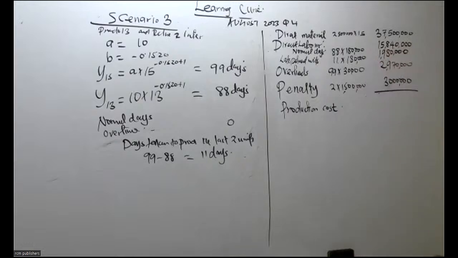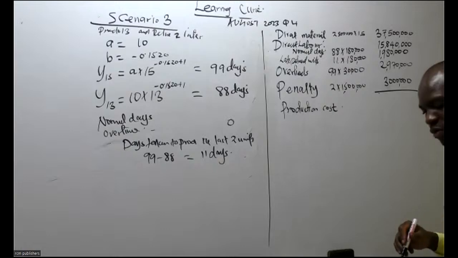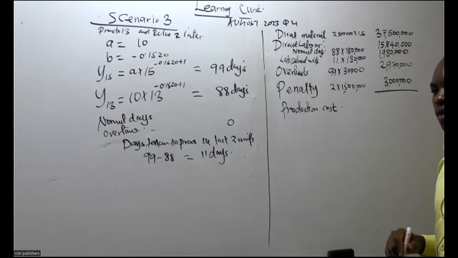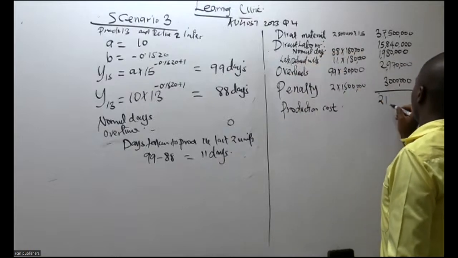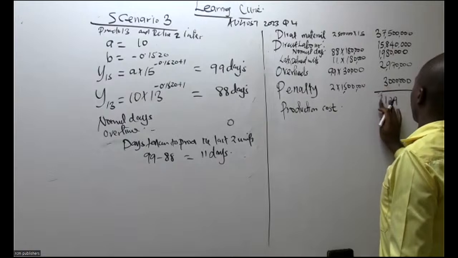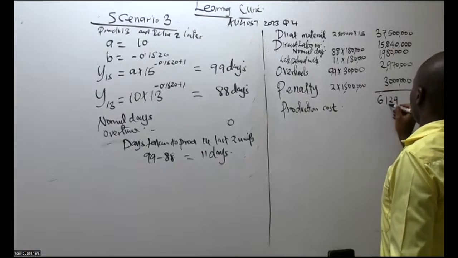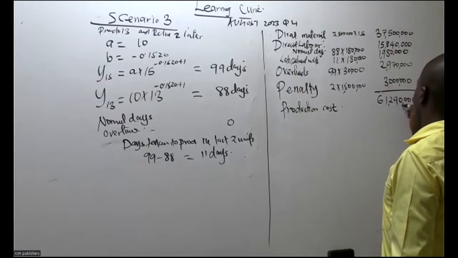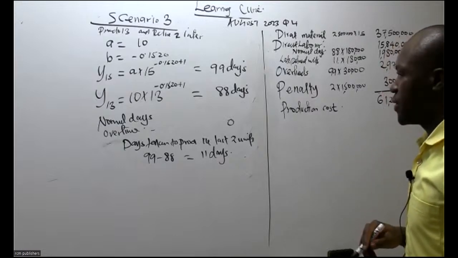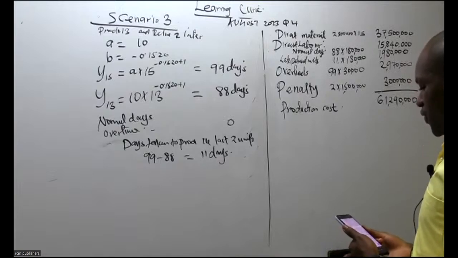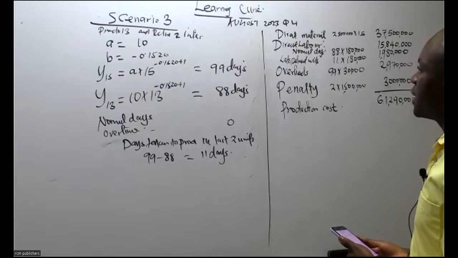Production costs. How much was incurred to produce the 15 buses under scenario 3? 61,290,000. So that is what was incurred under scenario 3.